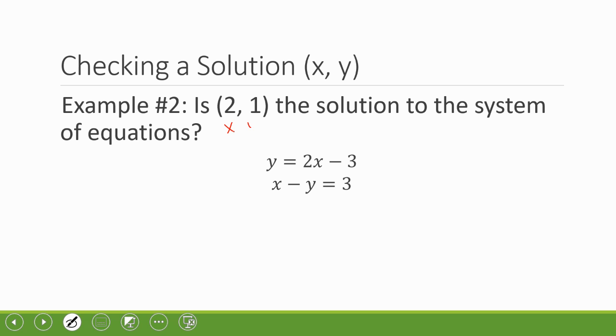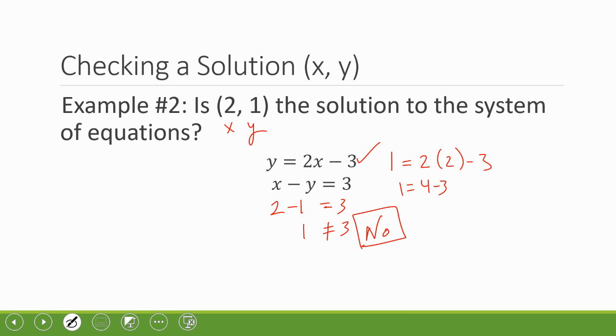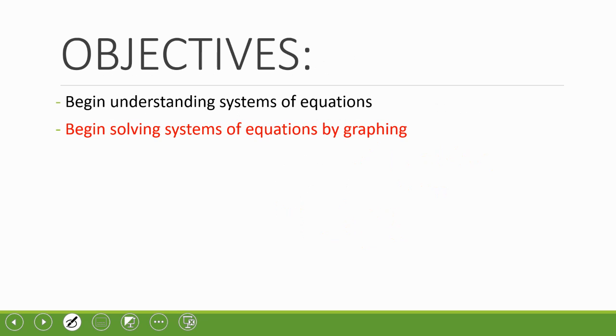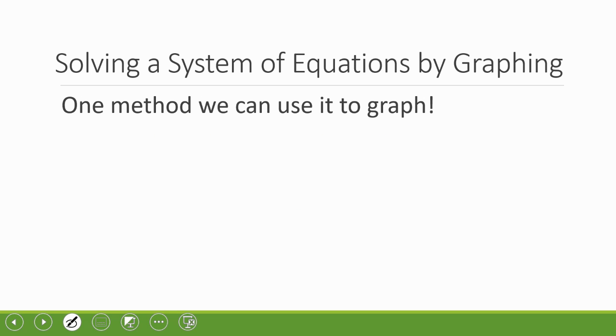Is (2, 1) a solution? So we plug in 1 for y and 2 for x. For that first equation, we get 1 equals 4 minus 3, so it works. For the second equation, x is 2, y is 1. 2 minus 1 is 1. 1 does not equal 3. So this would not be a solution. So if they give you a solution, you check it, you're just plugging numbers in. Mostly we're going to solve by graphing.